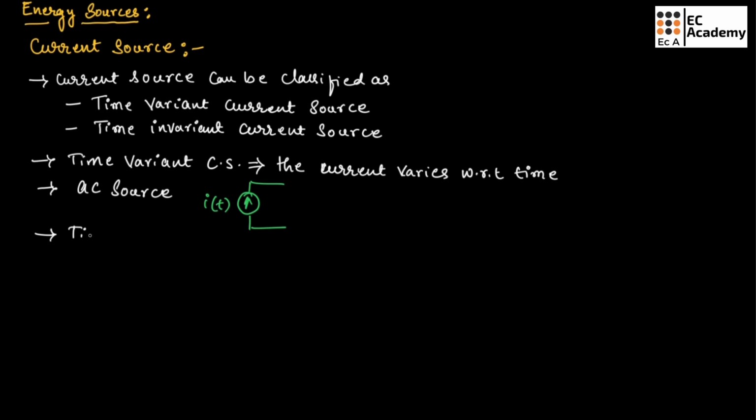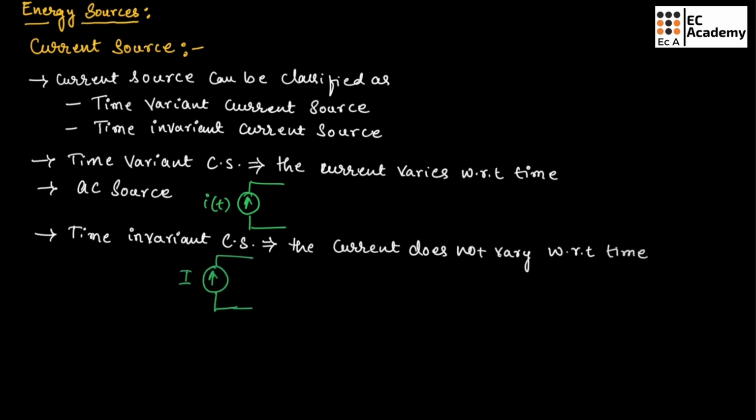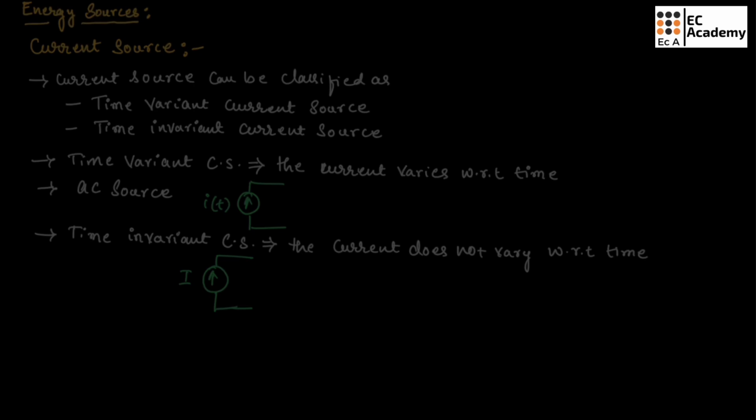The time invariant current source is one in which the current does not vary with respect to time. So this is the representation of a time invariant current source, which is represented by capital letter I.